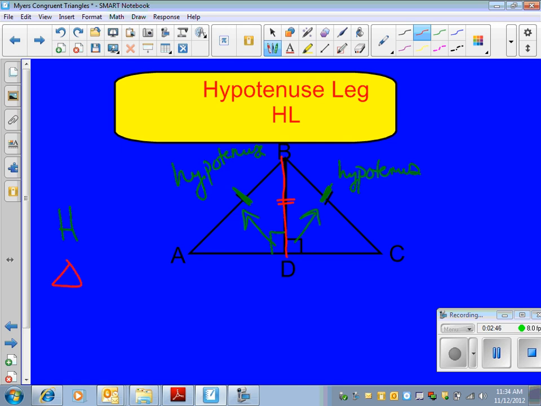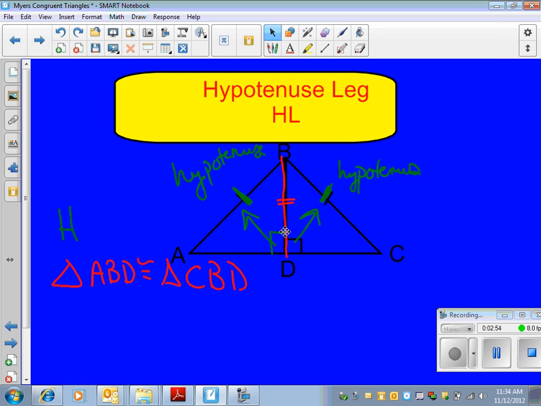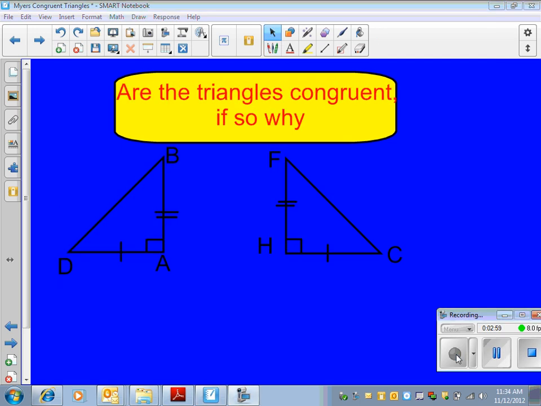My congruent statement will be triangle ABD is congruent to triangle CBD. And all corresponding parts will be congruent.